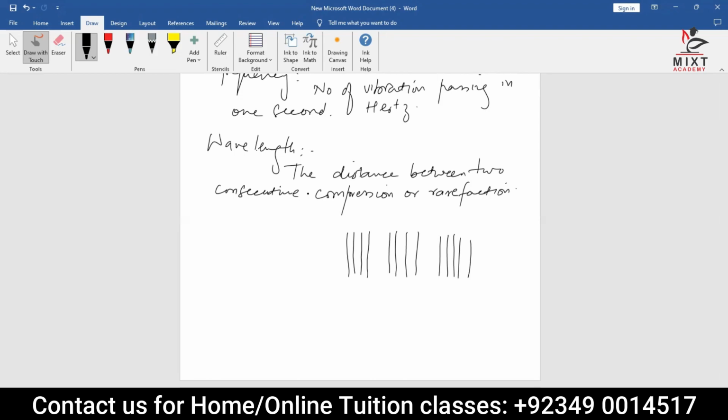It will be like this. For example, this is your crest. This is your compression, and the successive, or consecutive, compression is this. So the distance between two compressions will be your wavelength. Or, as far as this one is concerned, rarefaction, then the distance between two consecutive rarefactions will be your lambda. So you will measure the distance between either two consecutive compressions or two consecutive rarefactions.